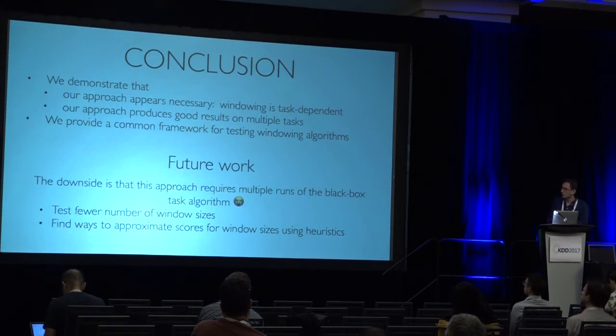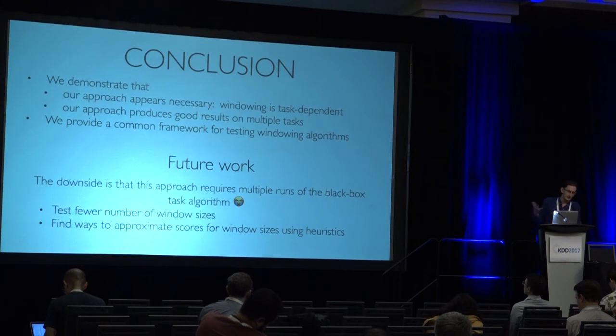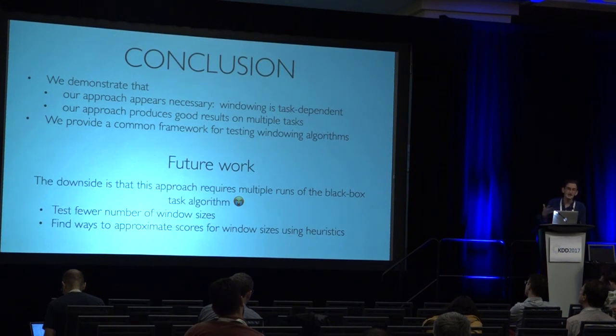So this is kind of initial work. There's much more work to be done, which is that the downside to this approach is that we're running this big black box multiple times. And if it's an expensive black box, then it will take a long time to come up with a good window size. So we are currently not sure about how to test fewer window sizes, meaning fewer runs of this big black box, or finding ways to approximate the scores for these window sizes for a given task using faster heuristics.